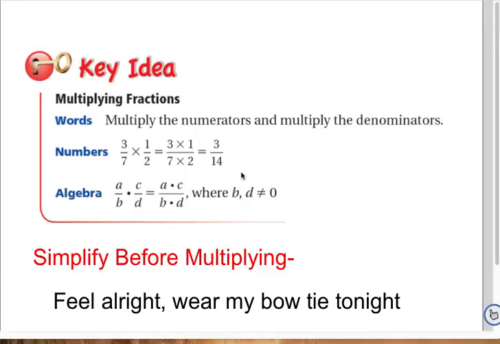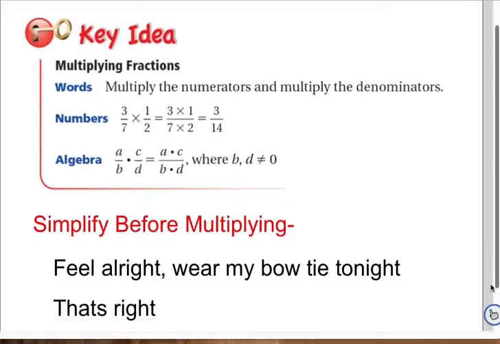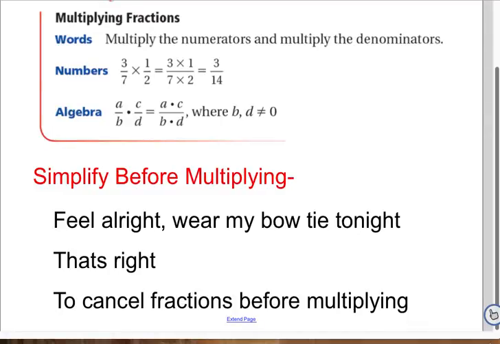When you multiply fractions, you multiply numerators times numerators, denominators times denominators. We have a song that we deal with. We say we simplify before we multiply. We want to simplify before multiplying. And we use what method to do that simplifying? What do we call that, Chance? Bow tie. We call it our bow tie. Okay, we use the bow tie method.